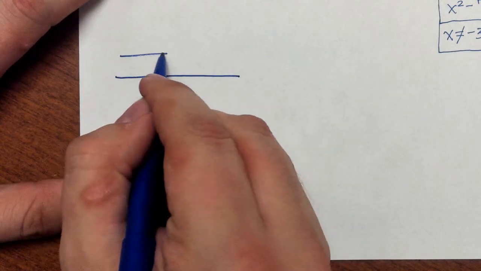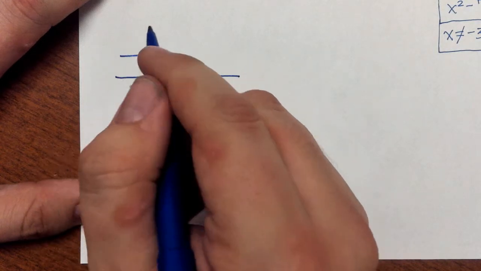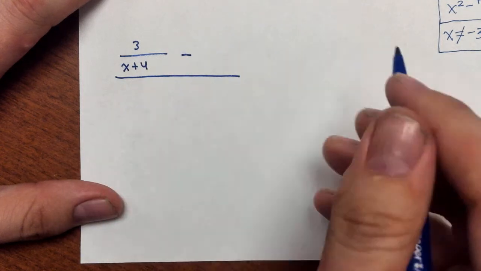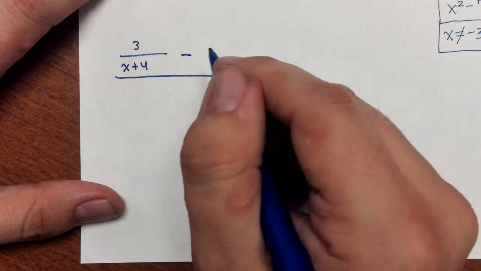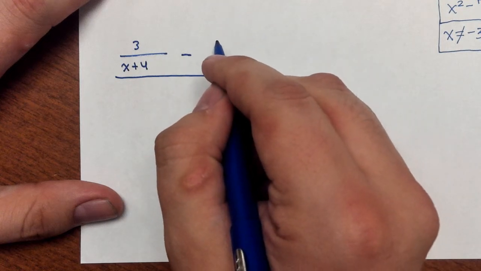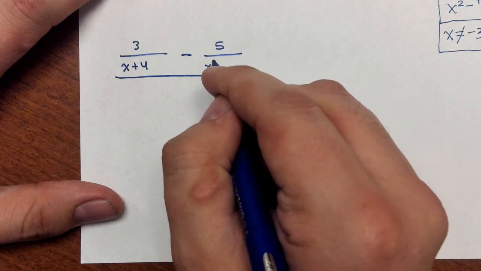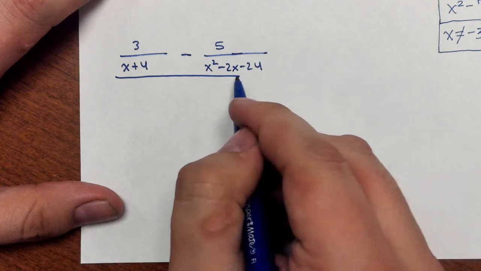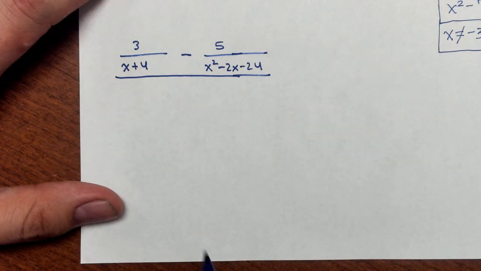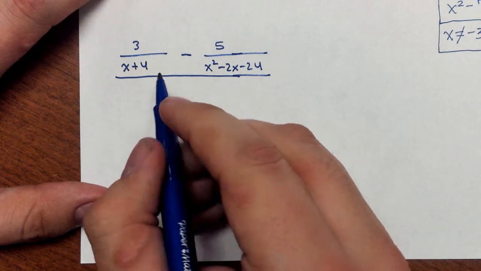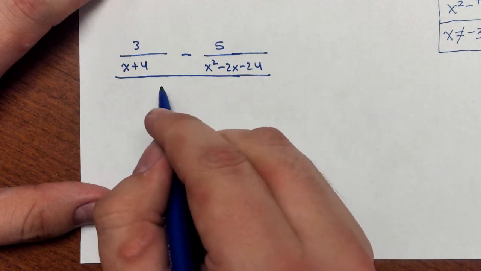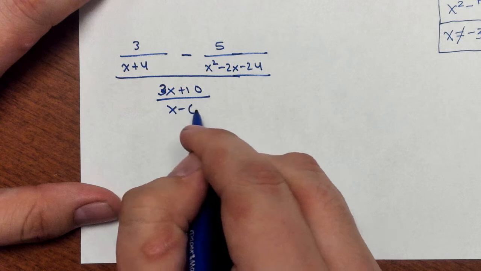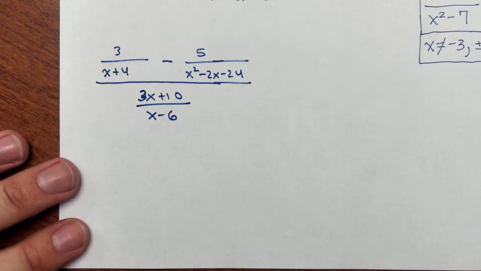Okay, so we will say 3 over x plus 4 minus 5 over x squared minus 2x minus 24, all over, what do we want here? We'll say 3x plus 10 over x minus 6. Okay, one more example right here.